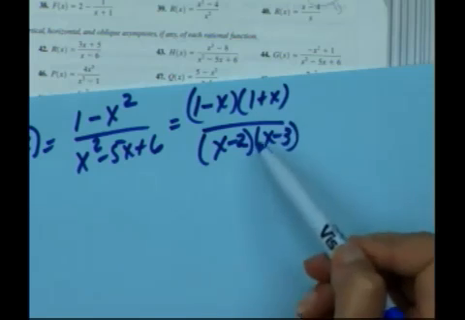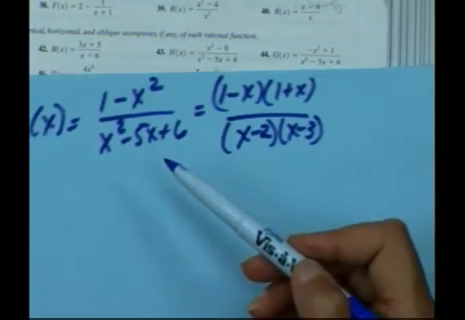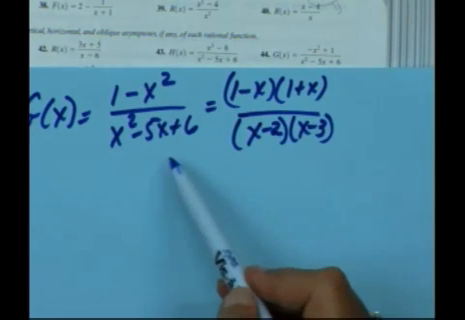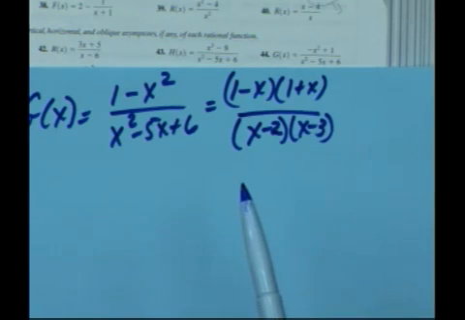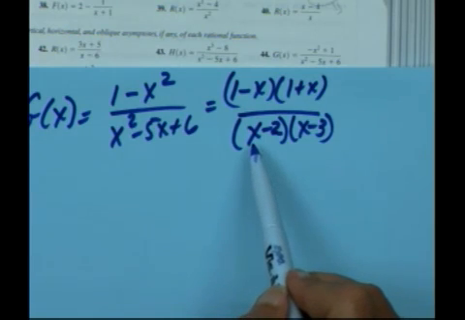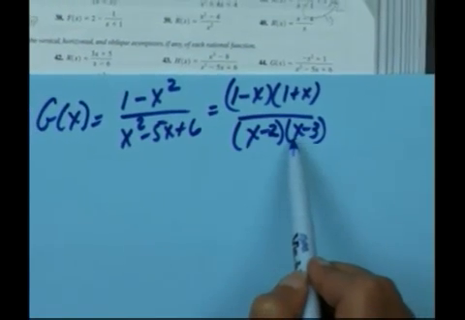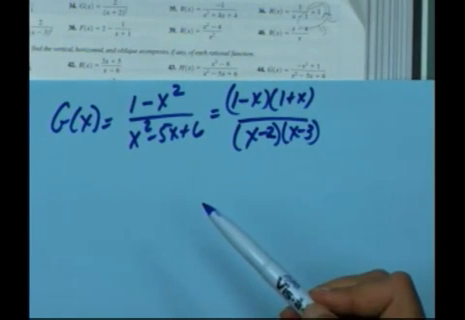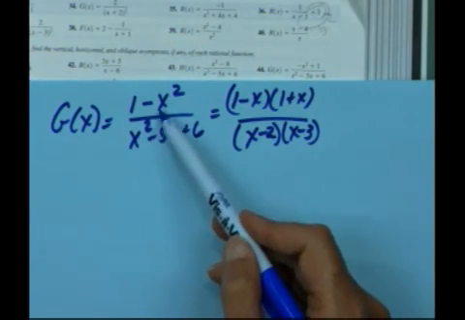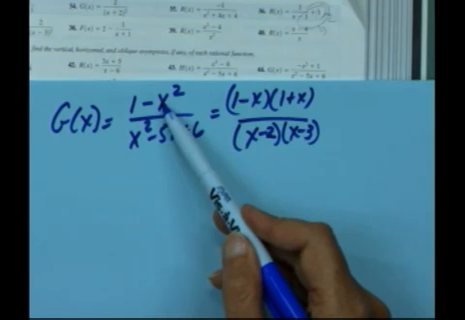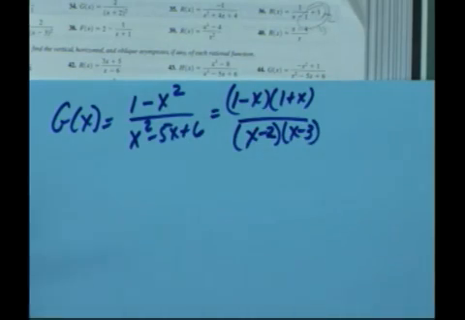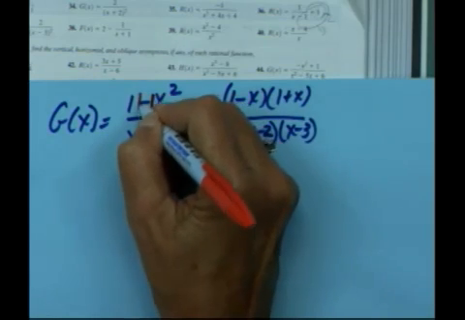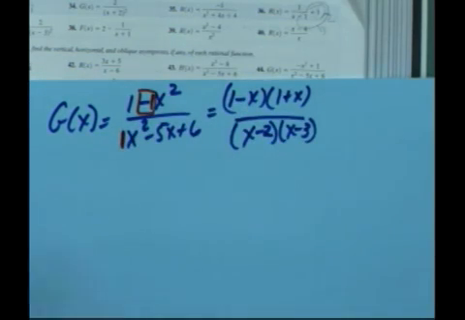There's no common factors in the numerator and denominator. So what is your domain here? Just say it. X can't be 2 and 3. What is the equation for your vertical asymptotes? X equals 2, x equals 3. What is the equation for your horizontal asymptote? Y equals 1. Not 1. Negative 1. Okay, because there's a minus there, that's like minus 1 over 1. So y equals negative 1 is your horizontal asymptote.